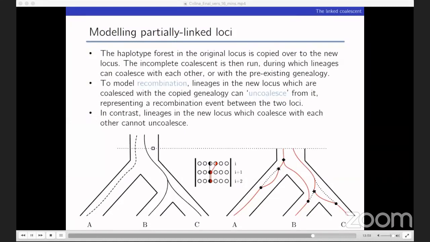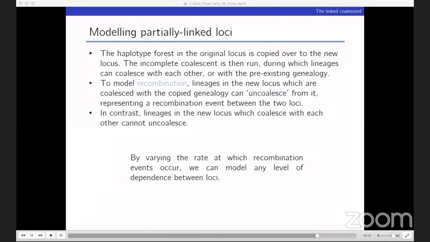But then, to model the effect of recombination, lineages in the new locus which are coalesced with the copied genealogy can de-coalesce from it, and this represents a recombination event. In contrast, lineages in the new locus which coalesced with each other cannot de-coalesce. Then, by varying the rates at which recombination events occur, we can model any level of dependency between loci.